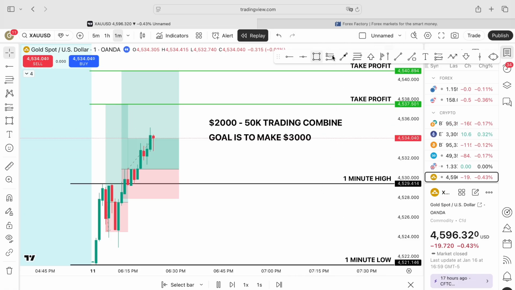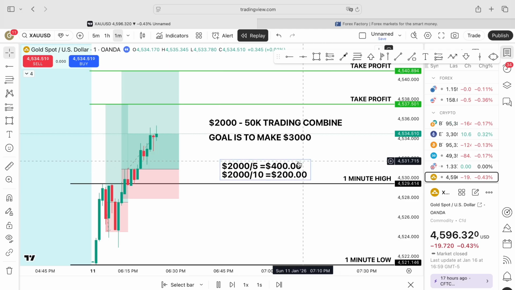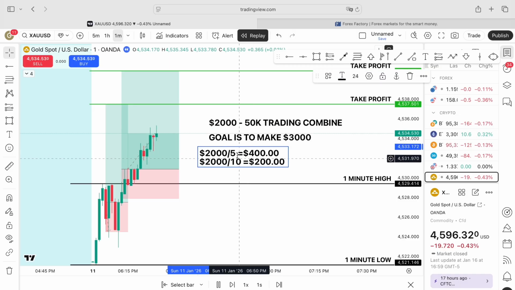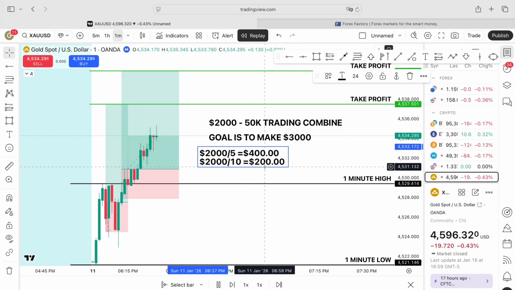That means I need to take that $2,000 and divide it by 2,000 divided by 5 equals this, or 2,000 divided by 10 equals this, right? That's what this is, my daily risk amount, right? I can risk 400 a day or 200 a day.